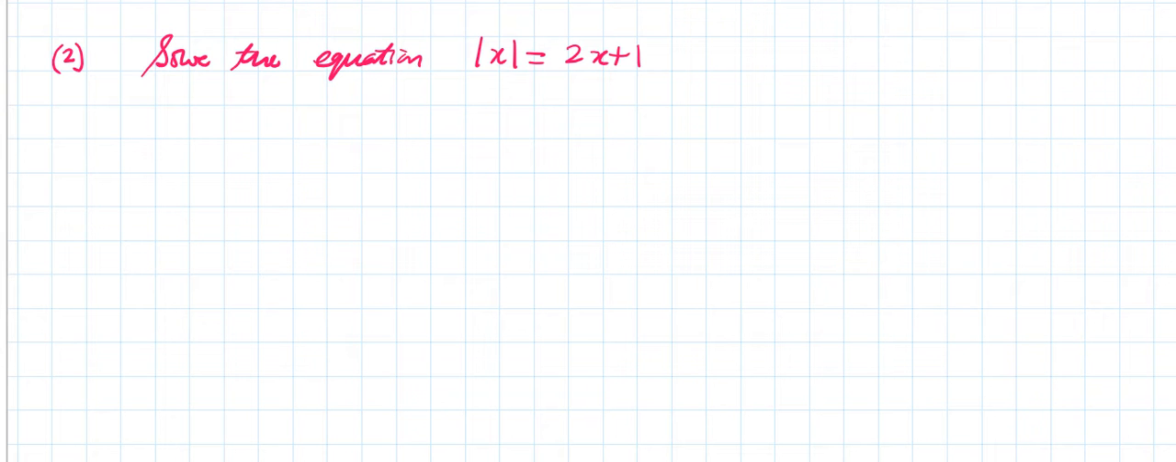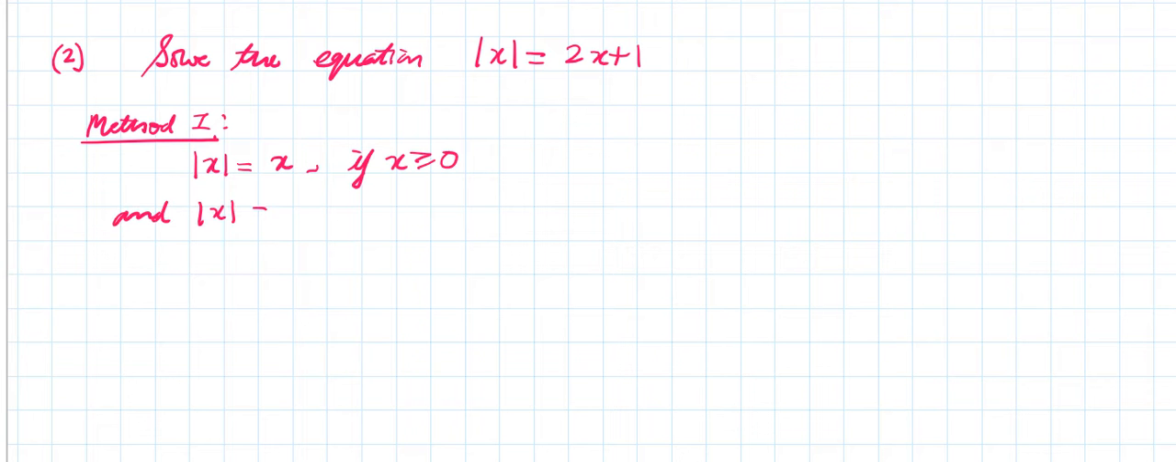The first method is without using a calculator. So method one is without using a graphic display calculator, in which case I'll look at the definition of modulus. Modulus of x is equal to x if x is greater than or equal to 0, and modulus of x is equal to minus x if x is less than 0. Make it a point to see my previous videos on the definition and the graph of modulus equations. It will be very helpful for you to understand the entire concept.